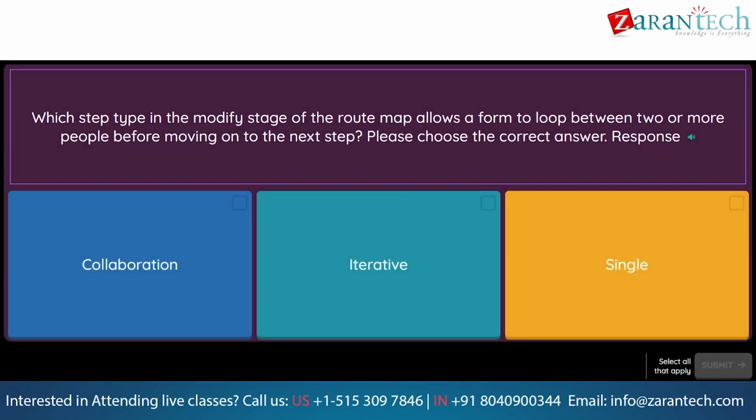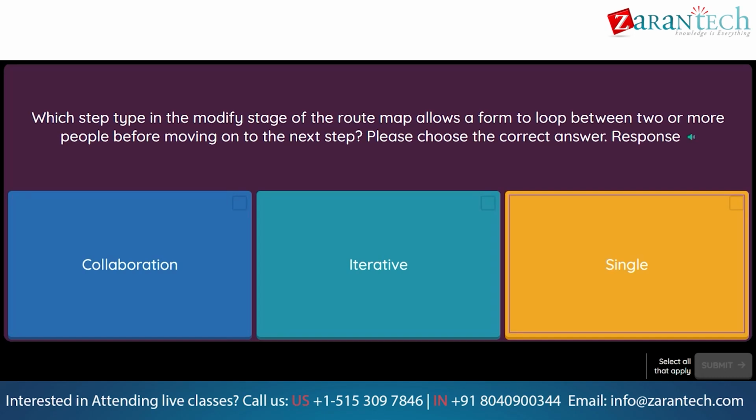Question: Which step type in the modify stage of the route map allows a form to loop between 2 or more people before moving on to the next step? Please choose the correct answer. Response. Option 1, Collaboration. Option 2, Iterative. Option 3, Single.